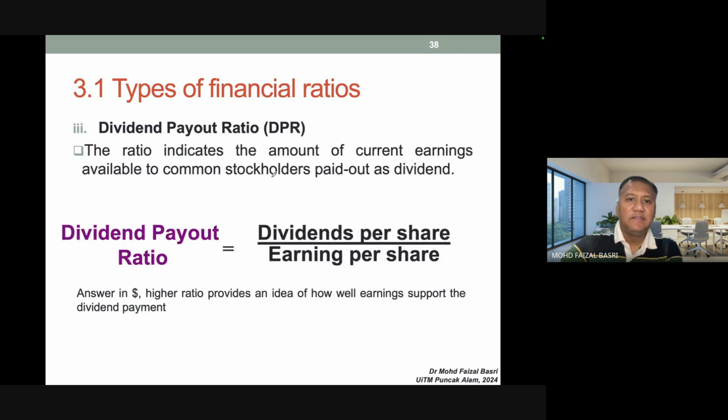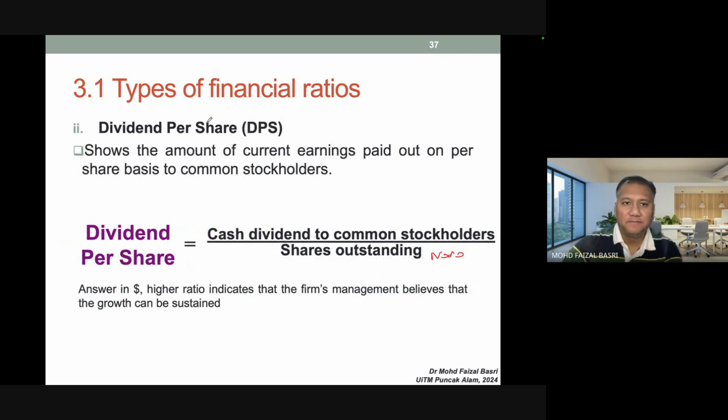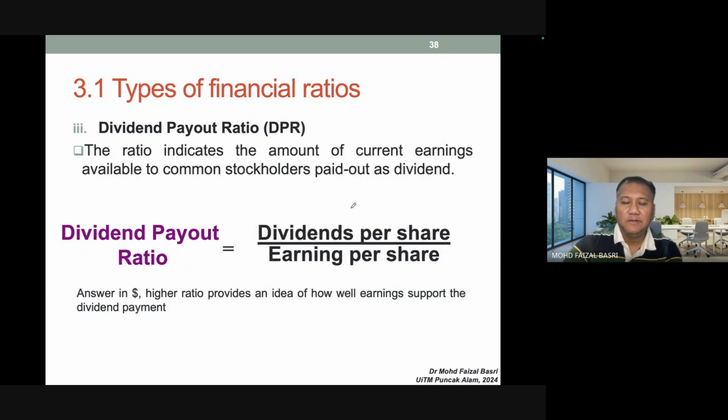The third one is dividend payout ratio. Dividend payout ratio is based on dividend per share, which is this one, formula number 2. Divide by earning per share, which is ratio number 1.